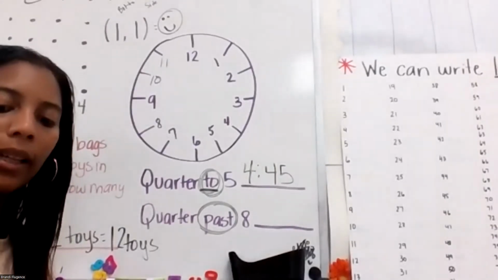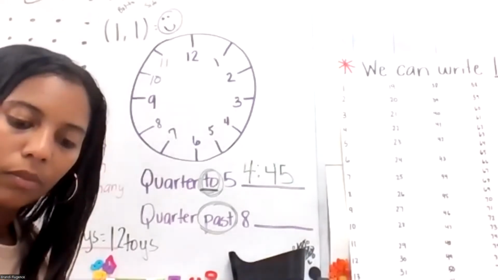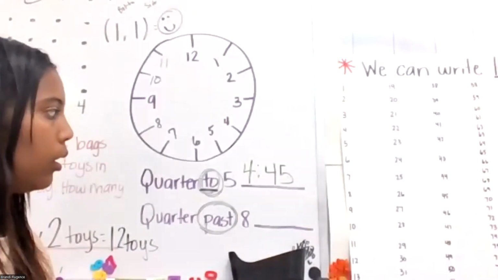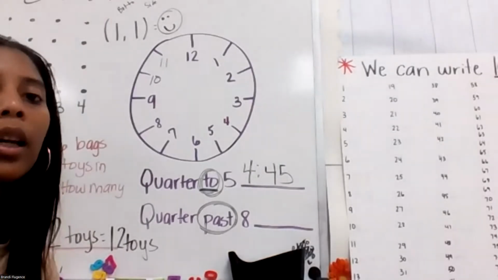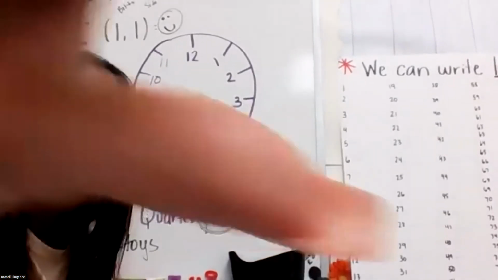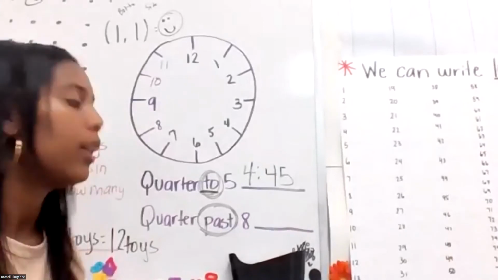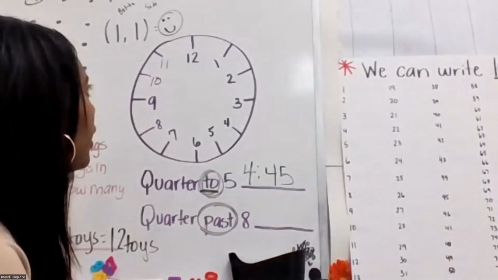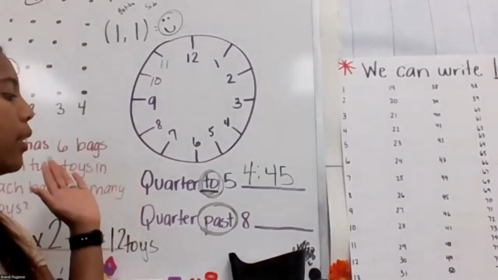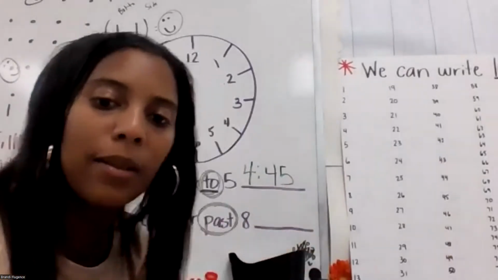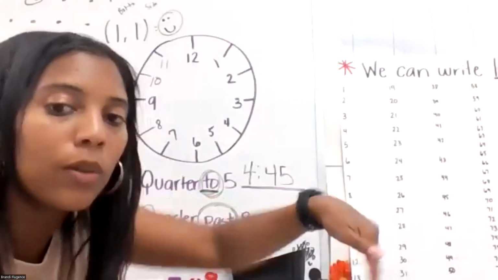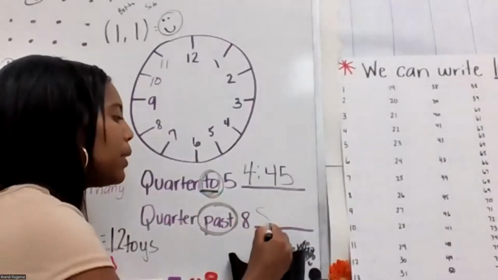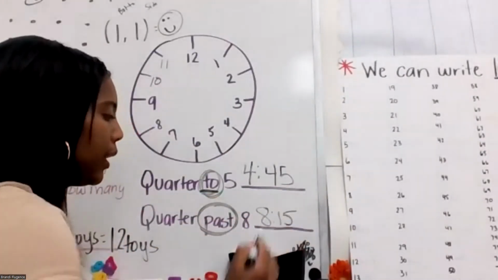Quarter past 8. It's like before. I forgot. Okay, anybody? Okay, I guess Evan is the only person. It's 8:15, right? So 8:15, that's past. Quarter past means 15 minutes into the hour. So quarter past would be 8:15.